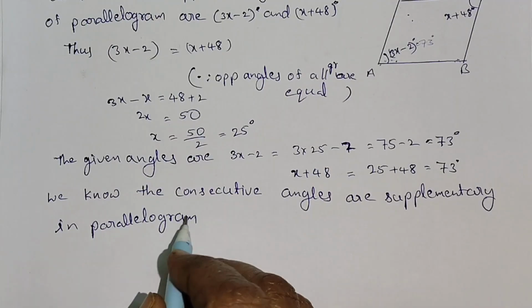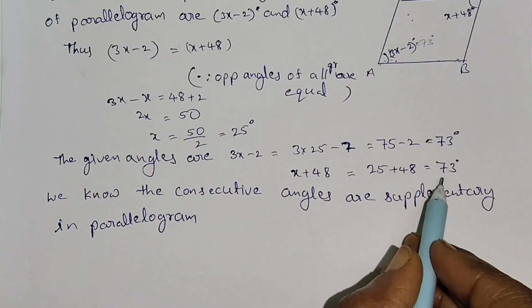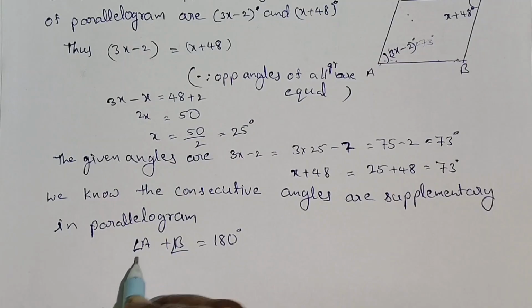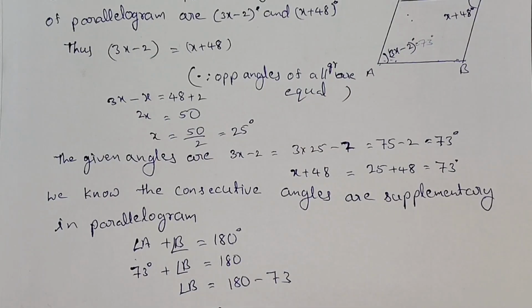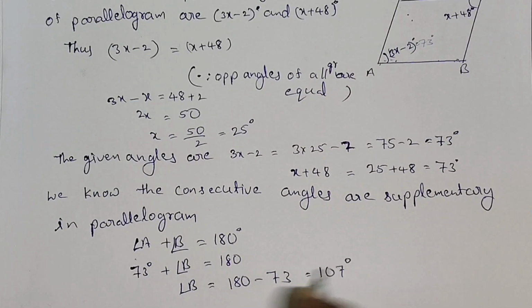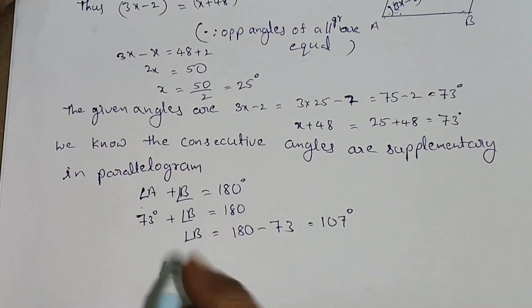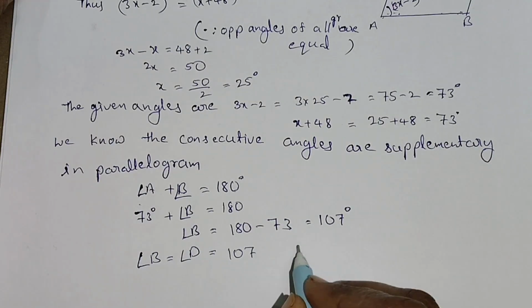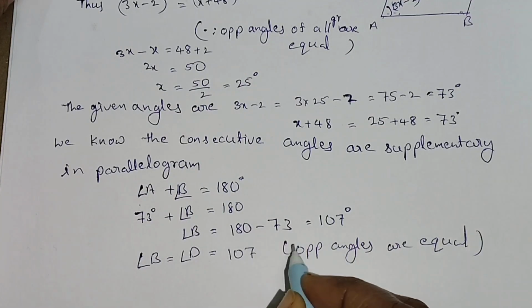So angle A plus angle B equal to 180 degrees. We already know angle A equal to 73 degrees, so 73 plus angle B equal to 180. Angle B equal to 180 minus 73, so angle B equal to 107 degrees. Angle B equal to angle D equal to 107 because opposite angles are equal.